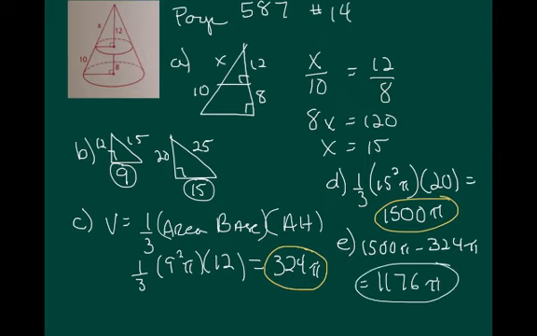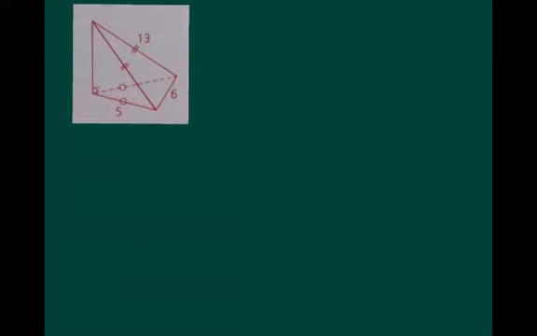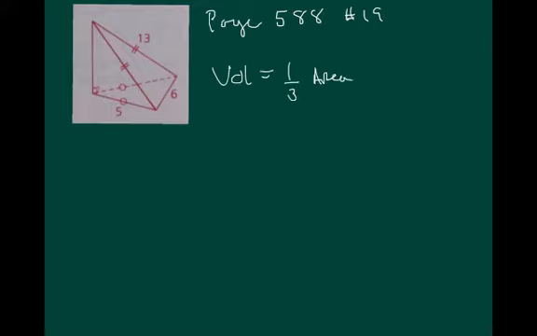Okay, let's take a look at one more problem. Let's look at a pyramid, number 19 on page 588. They ask us to find the volume of the pyramid. So volume, of course, equals 1/3 the area of the base times the height, and the height being the altitude of the pyramid, not the slant height.